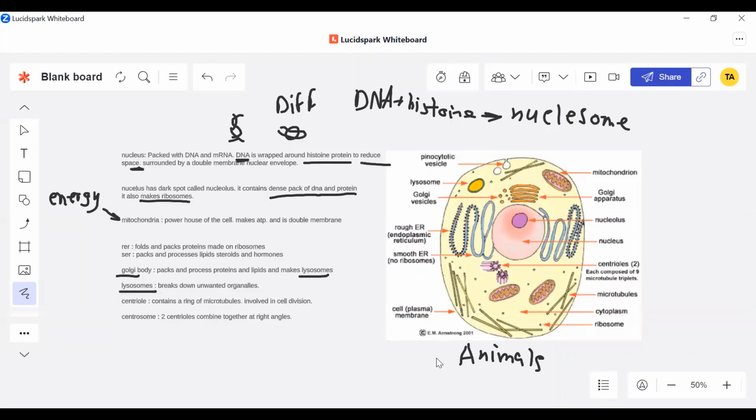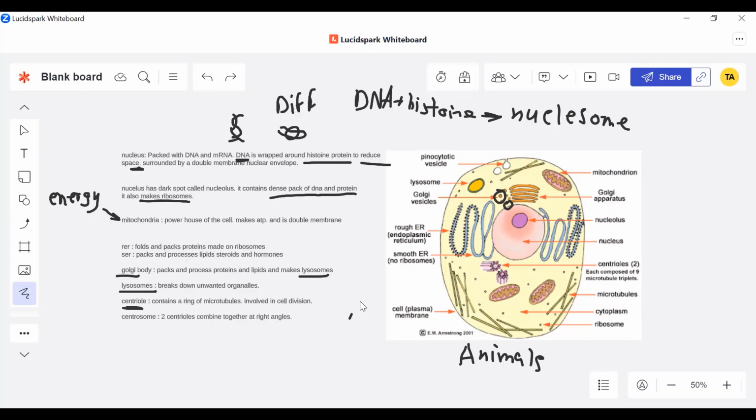Now, lysosomes are also these vesicles which contain enzymes that break down unwanted organelles. So let's say, for example, one of the organelles is no longer needed, then the lysosome's job is to break down unwanted organelles. So it will engulf the organelles and destroy it.